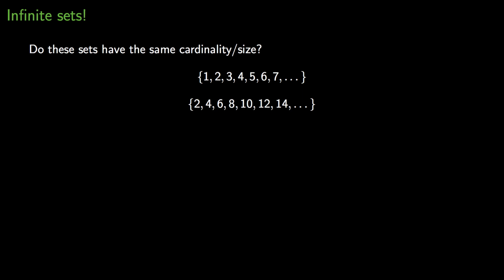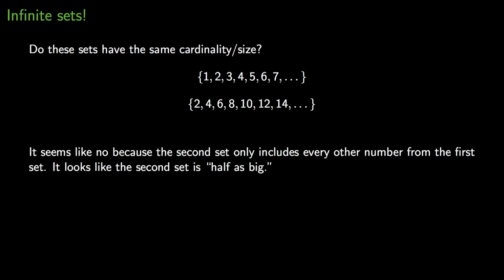So here are 2 infinite sets. Do they have the same cardinality? Do they have a one-to-one correspondence? And at first glance, it doesn't look like they have a one-to-one correspondence because that second set is only the evens, right? And it only has every other number from the first set. So it kind of makes sense to say, well, it looks like the second set is only half as big.